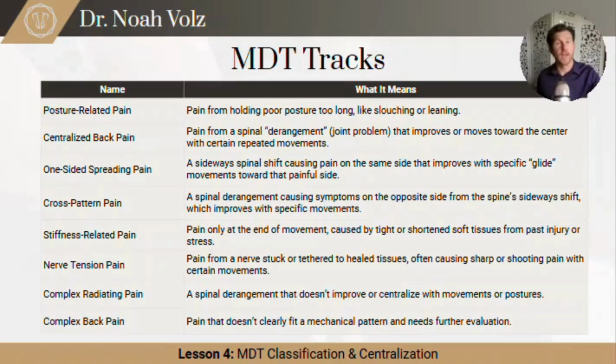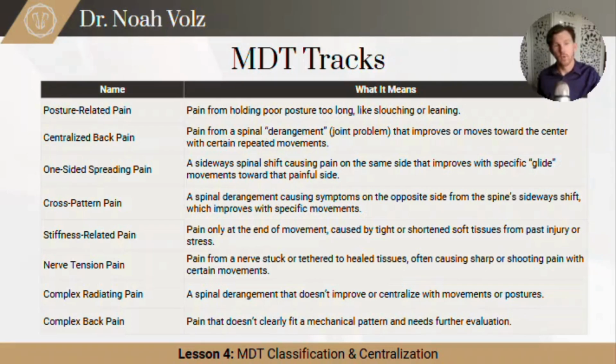So the first one is posture-related pain. This often happens from slouching or leaning in a certain direction, and it's very posture related, so it responds very quickly to the intervention. Then we have centralized back pain. This is pain from a spinal derangement that improves or moves towards the center with certain repeated movements. Again, this is one that we want. If your pain can centralize, that is a good indication that it's going to respond really quickly and easily to the treatment.